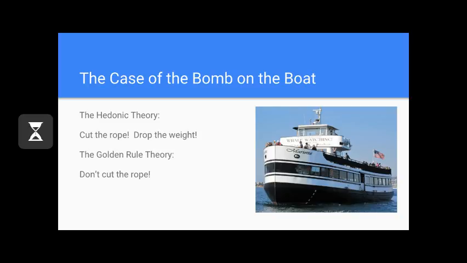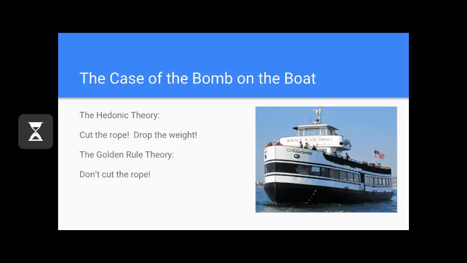The crucial thing to note here is that the hedonic theory delivers its verdict for a totally different kind of reason than the Golden Rule theory does. According to the hedonic theory, the right thing to do is the thing that produces the best consequences. That is, it makes the most people happy, the least number of people unhappy. According to the golden rule theory, however, the right thing to do is based not on the consequences of the action, but instead on the mental states of you, the agent. What would you be willing that others do to you in a similar circumstance?